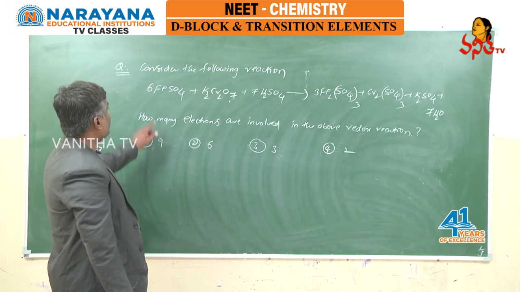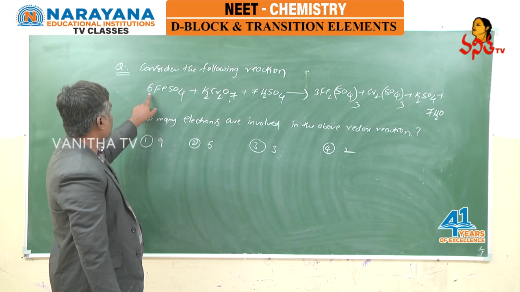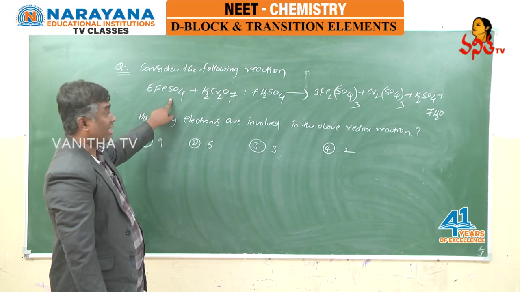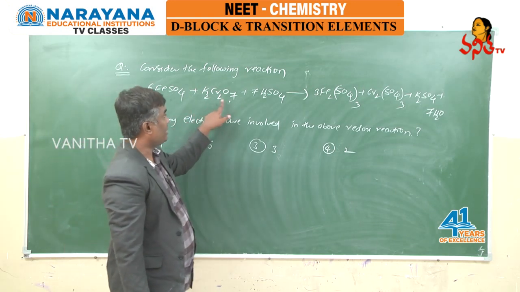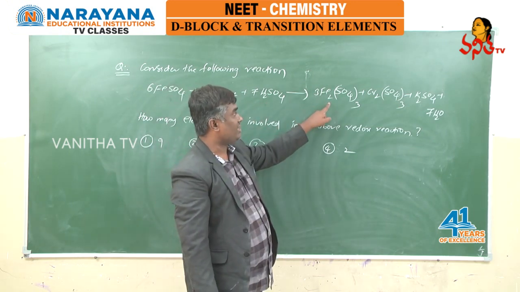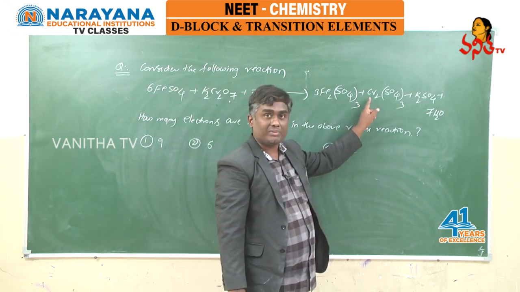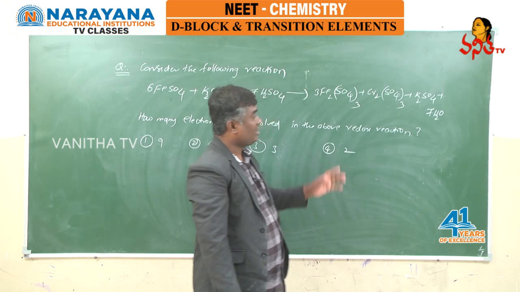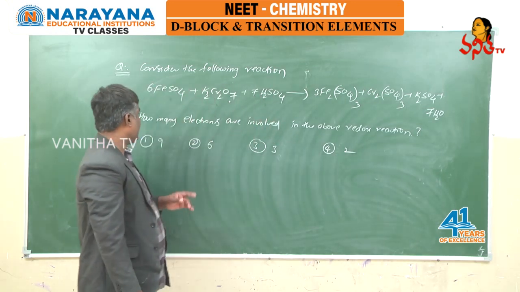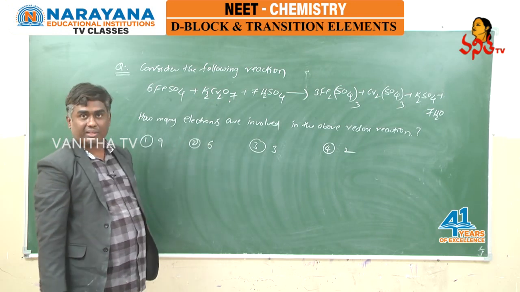And now they are asking, consider the following reaction. In this reaction, 6 moles of ferrous sulfate react with potassium dichromate in acidic medium, where ferrous sulfate is oxidized to ferric sulfate and potassium dichromate is converted to chromium sulfate and potassium sulfate, and the side product is water. How many electrons are involved in the above redox reaction, they are asking.